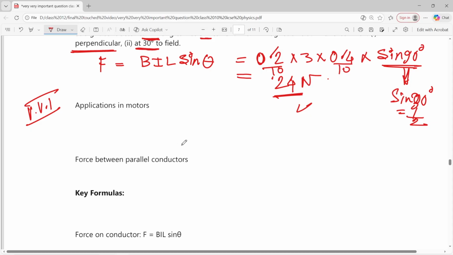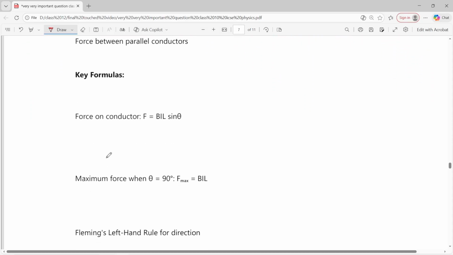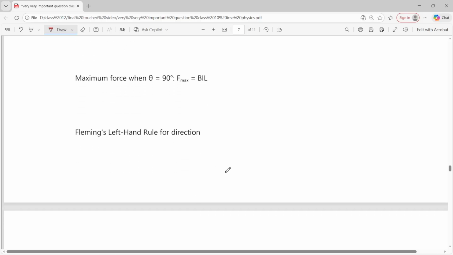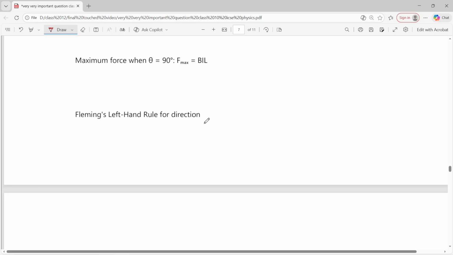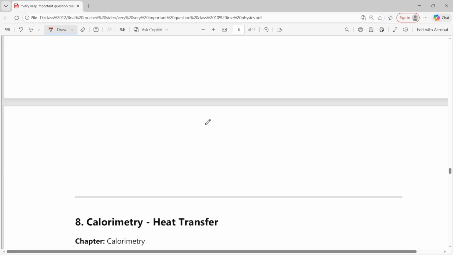Force between parallel conductors. The key formula is F equals BIL sin theta. The maximum force occurs at theta equal to 90 degrees, because sin 90 is maximum. Sin 0 or sin 180 gives the minimum. Fleming's left hand rule for direction convention is also very important.